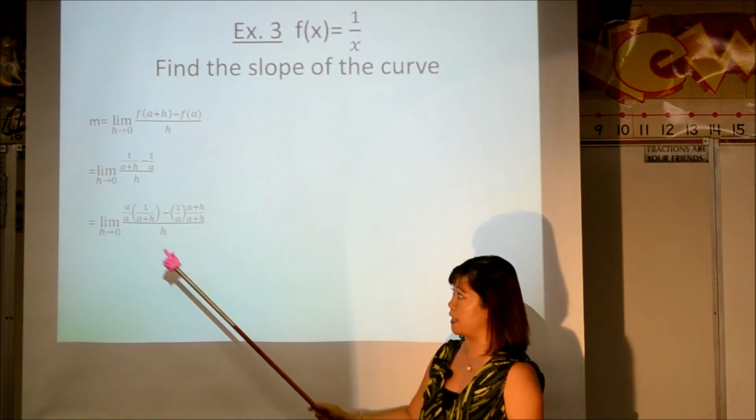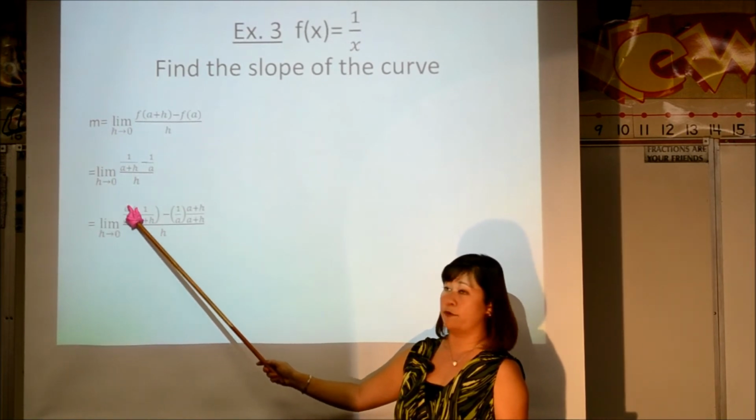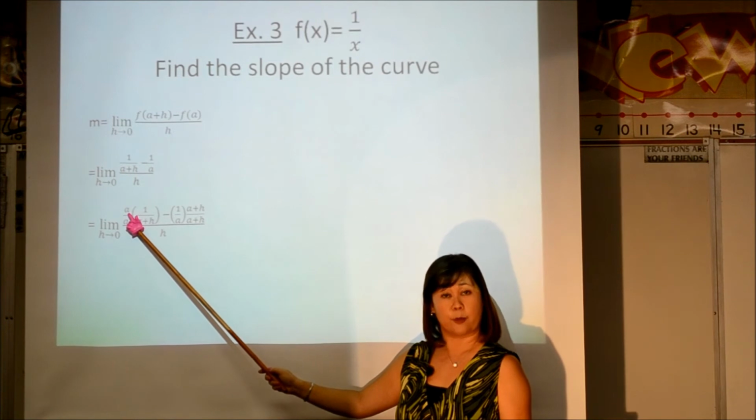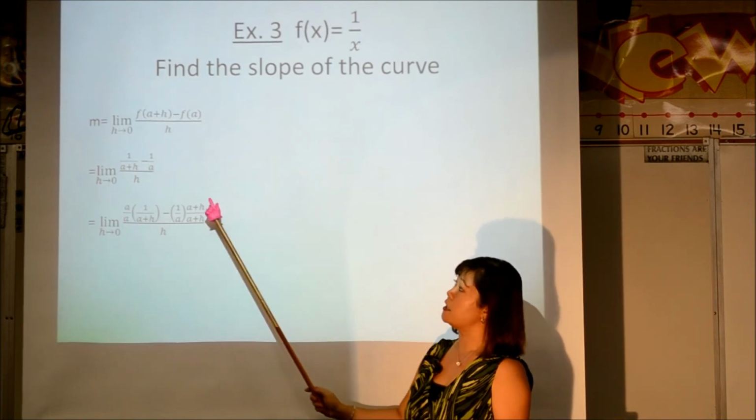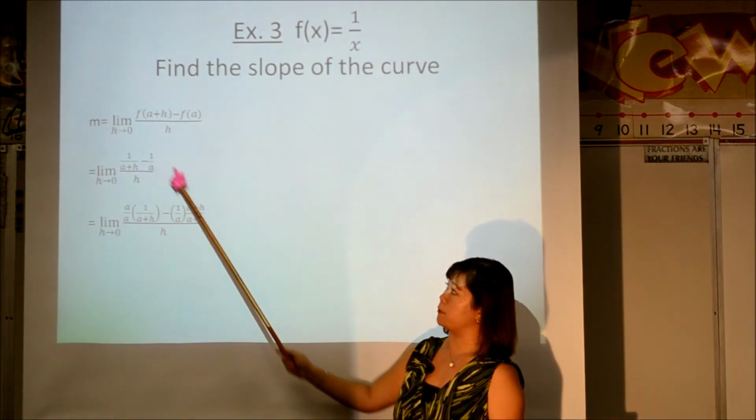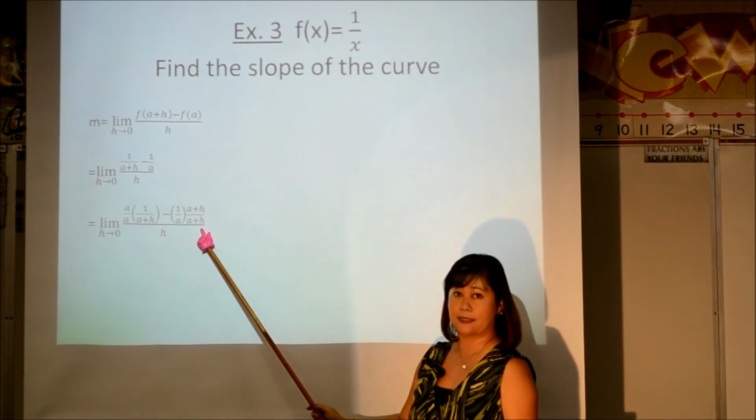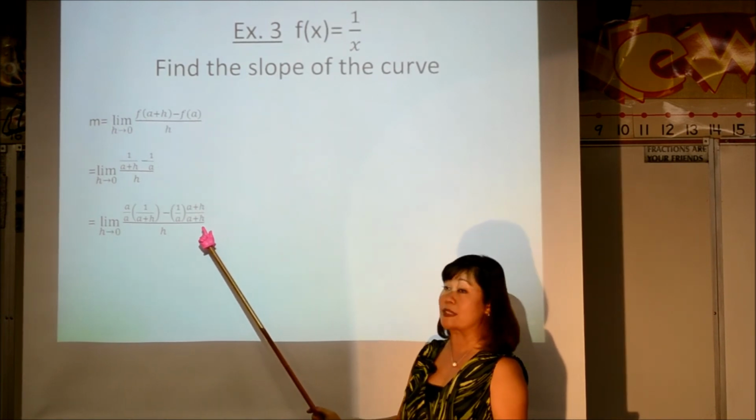So this is what it looks like. So on the top and bottom is a's over a, because that does not change the value. Remember, that is still equal to 1. And then on this side right here, we said it's the opposite right here. So that's a plus h over a plus h. Okay? So now we continue to simplify this.